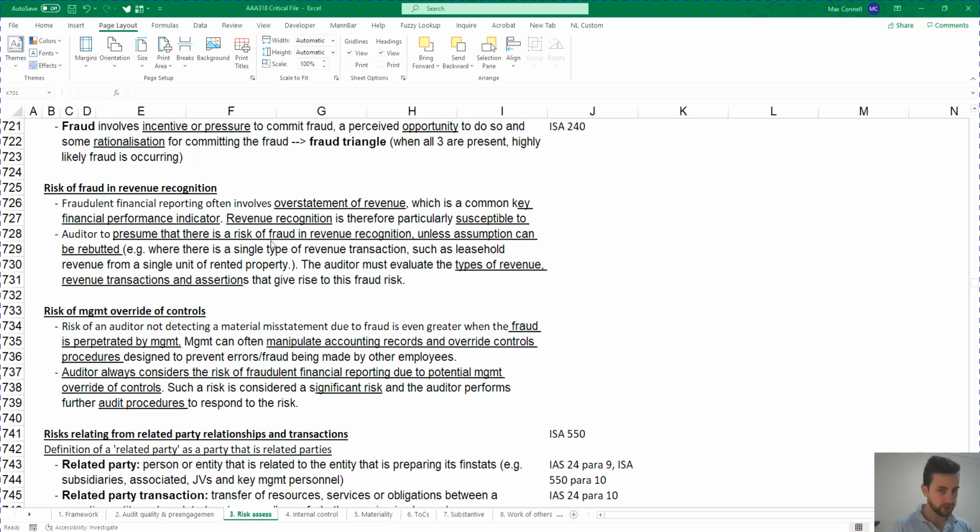This is quite interesting. It's basically saying, from the auditor's perspective, you need to think that there is fraud in revenue unless you can prove that there isn't. So they're taking revenue fraud quite seriously in any given audit.